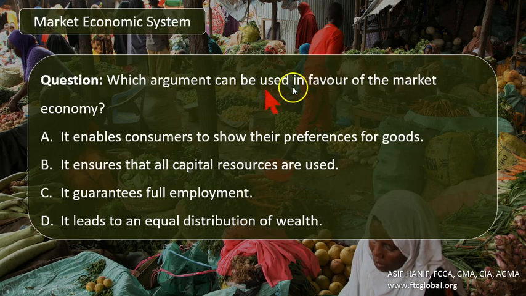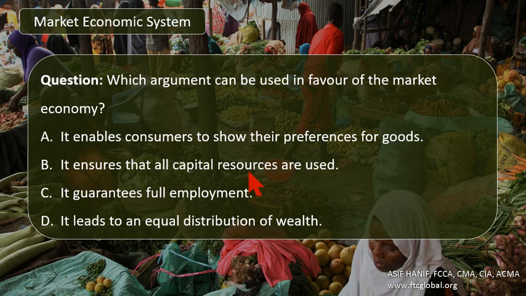Which argument can be used in favor of the market economy? Moving in the reverse order, it leads to an equal distribution of wealth. That is the objective of planned economic system, not the market economic system. It guarantees full employment. No, survival of the fittest, job for the one who deserves it. It doesn't guarantee full employment. The jobs are available for enterprising individuals, not for all. It ensures that all capital resources are used, not all, just those capital resources that can most productively be used.